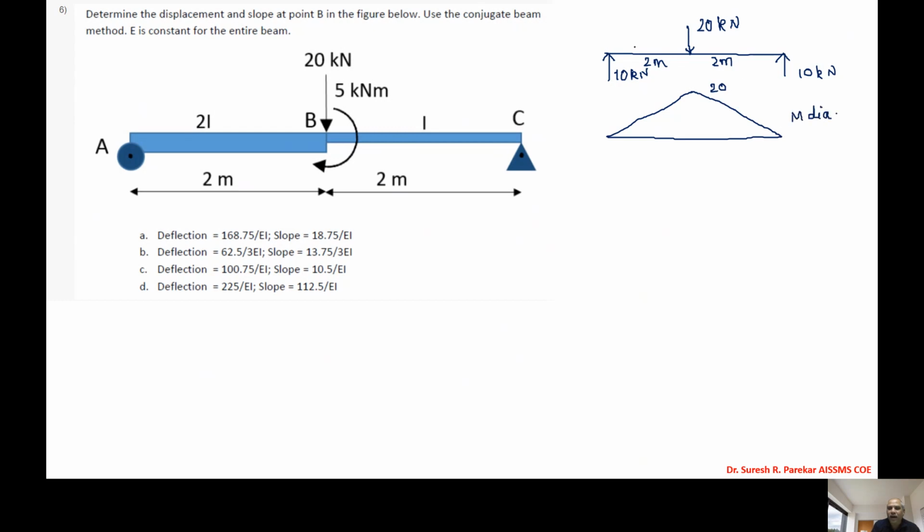Now you can see on this portion we have 2I, here we have I. So we have to divide it by these respective values. If I divide on this side by 2EI, then we will get this value, that is 10 upon EI, and this will remain as it is, which will be 20 upon EI. Now arrows you have to decide, I already mentioned. So we will have these arrows downward.